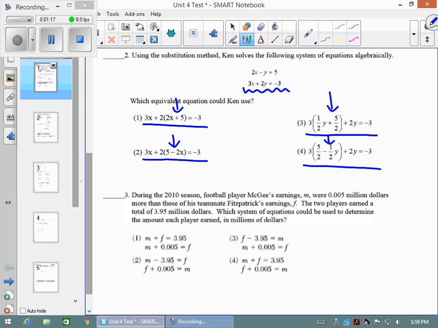So the first thing you want to do here is take the top equation and solve for both x and for y and see which one is correctly substituted. So if I go and solve for y, I would subtract the 2x, and if I divide by negative 1, I get y is equal to 2x minus 5. So if they correctly substituted for y, there should be a 2x minus 5 being multiplied by that positive 2. I look at choice 1, it's 2x plus 5, that's not correct. Choice 2 has 5 minus 2x, that's not correct.